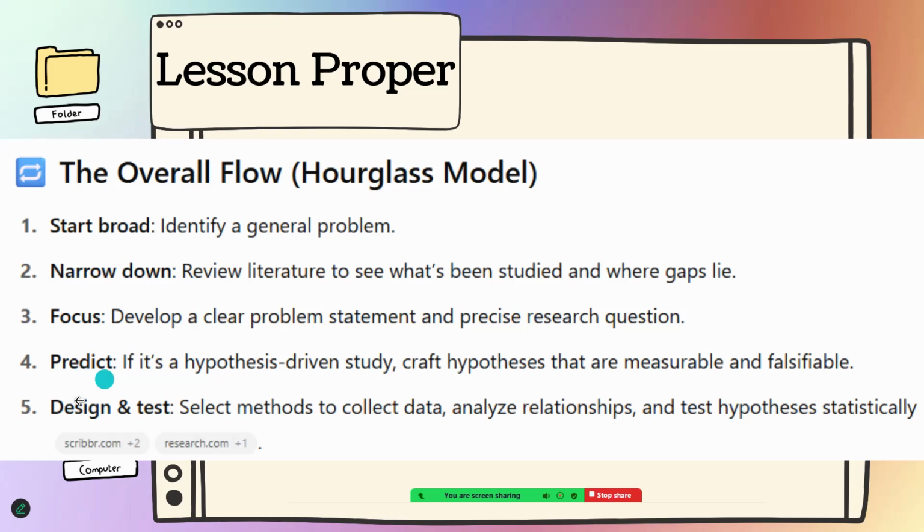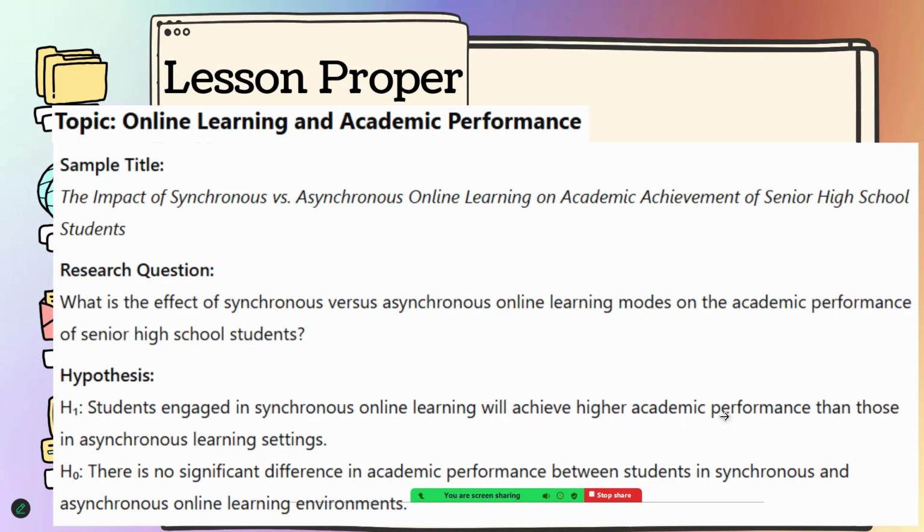And number five, you will design and test. You will select methods to collect data, analyze relationships, and you will test the hypothesis statistically. So let's now have the samples: sample title, sample research question, and sample hypothesis.